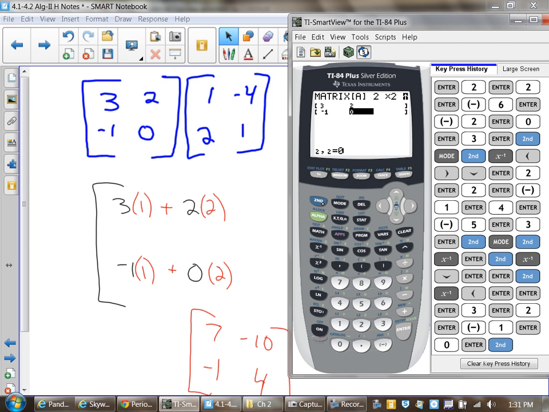Okay. Oh, it does work. If you hit second matrix, you go right back to the matrix screen. I didn't know you did that.